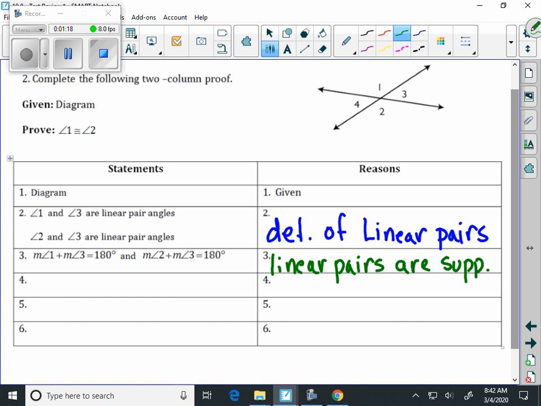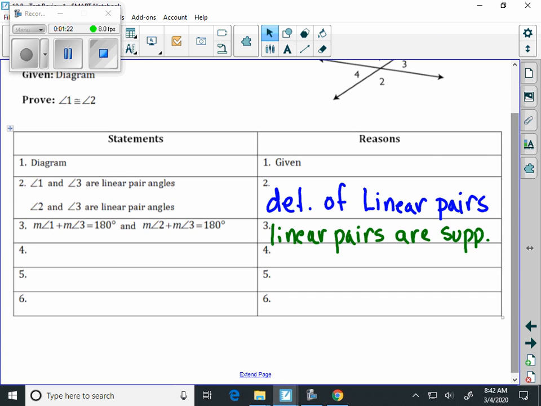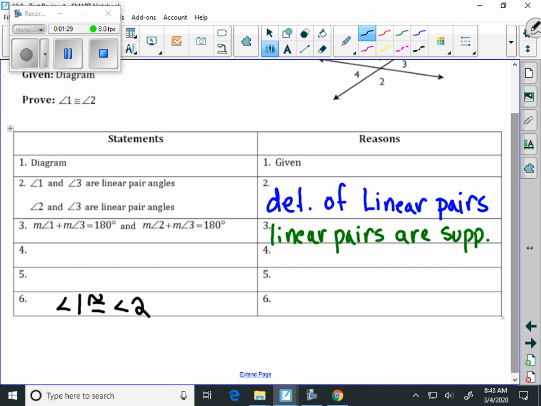And now we've got some other stuff, but let's fill in, I don't know why I didn't do it at first, what we're trying to prove. We're trying to prove that angle 1 is congruent to angle 2.